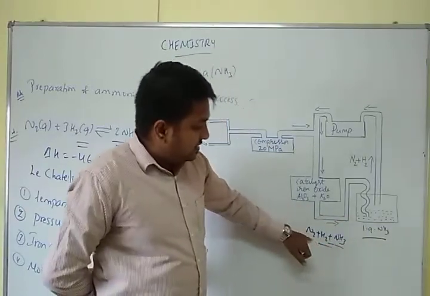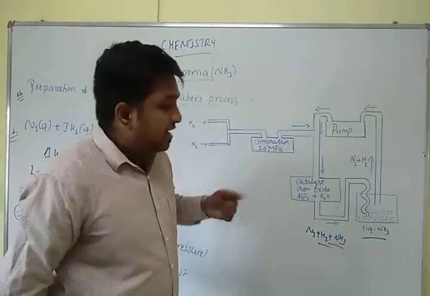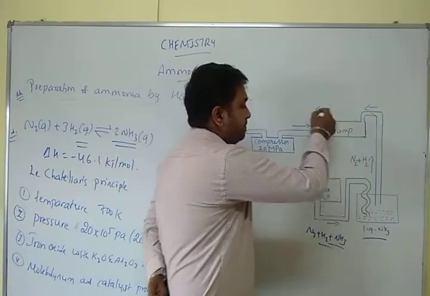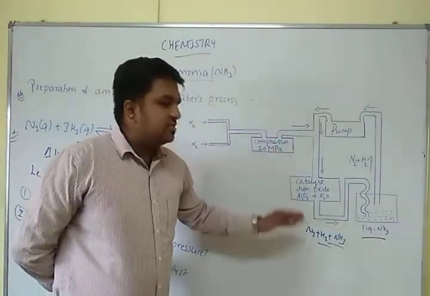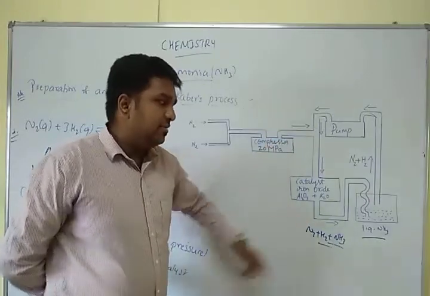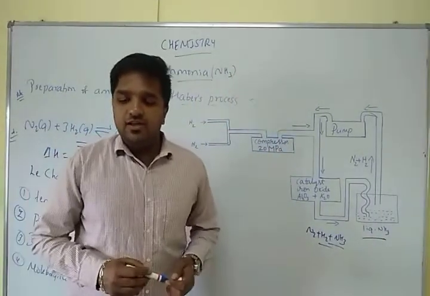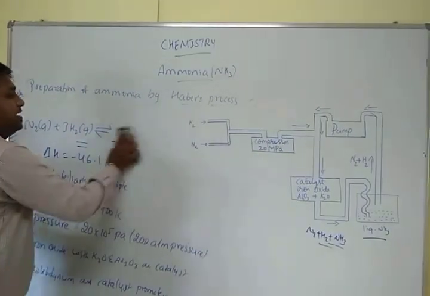So this NH3, that is ammonia, will be separated out in a separate beaker, and the leftover nitrogen and hydrogen, which did not react to form ammonia, is sent out, pumped back, and again reacted with the iron catalyst. Clear? So the process is continuous, and finally we get the maximum amount of ammonia. So this is the simple working of the preparation of ammonia by Haber's process.